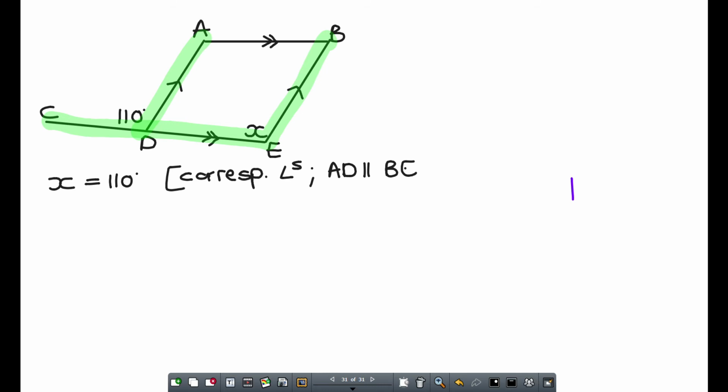Okay, wait. When you say BC, it means you're going from B to C. There isn't even a line. Okay. So DE parallel to AB. They are parallel, but that's not the lines that I want in my F. Okay. Sorry.